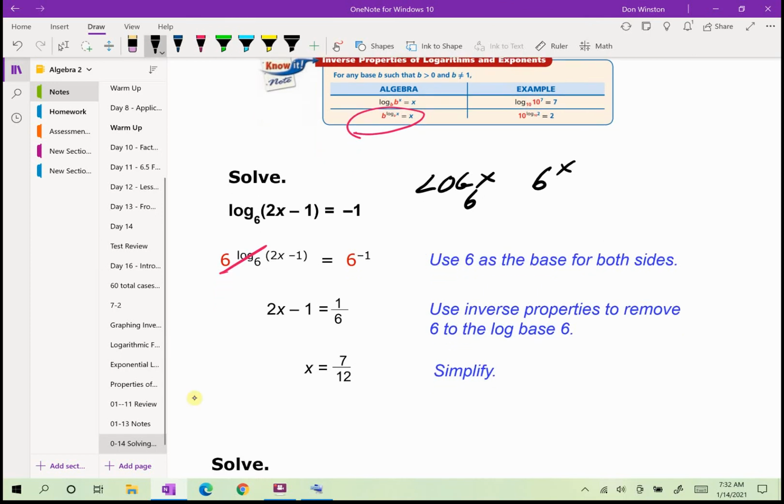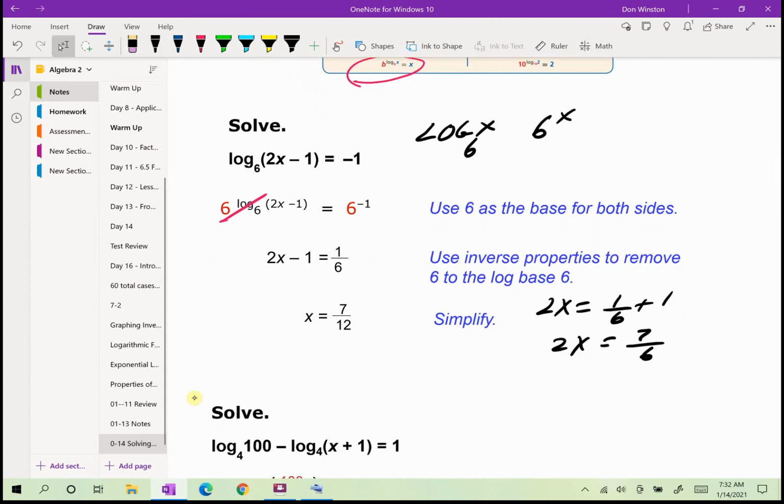So I have to add 1, so 2x equals 1/6 plus 1, which is 7/6, and then I just multiply both sides by 1/2. And so that will give me x is equal to 7/12. Done, solved.